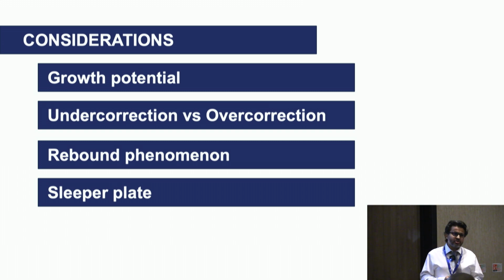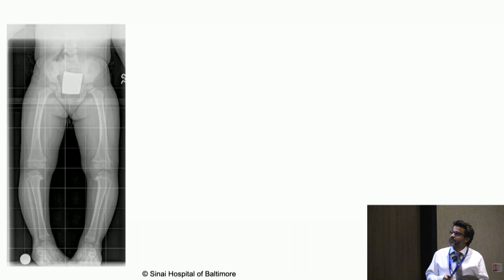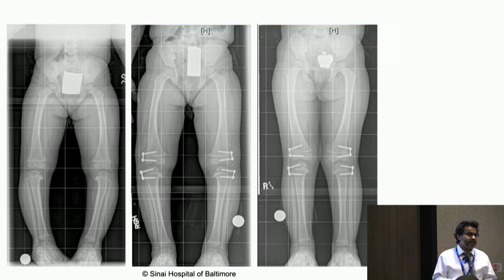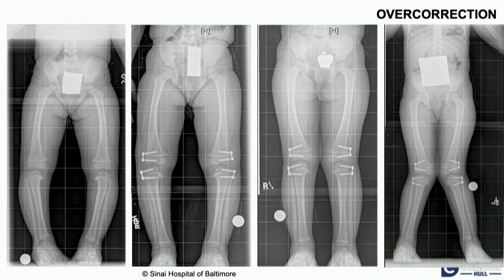So growth potential is one consideration, and you take into consideration undercorrection and overcorrection. And we know that we have the rebound phenomenon. Once you remove it and you think you have achieved the task, you start to see the recurrence. Because of that, they developed this concept, which is the sleeper plate. This is one case of overcorrection you see now. This is after surgery, and this is during correction. After some time, it's overcorrected. And maybe this is desired, since we know that this patient will have some recurrence.